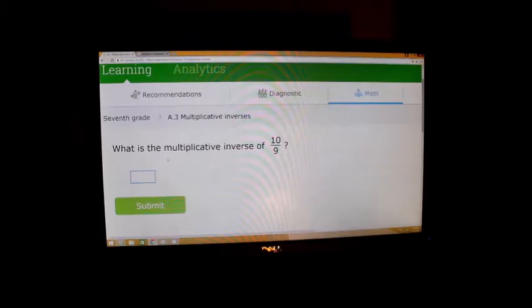Today we are going to learn about multiplicative inverse or multiplication inverse. But first we have to learn the definition.